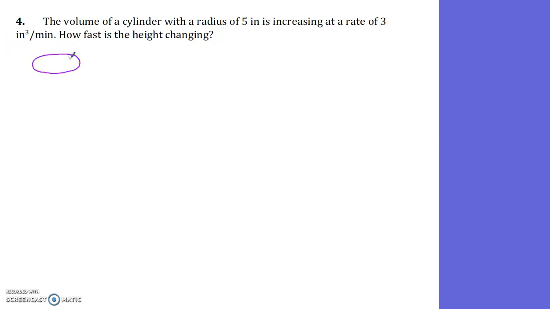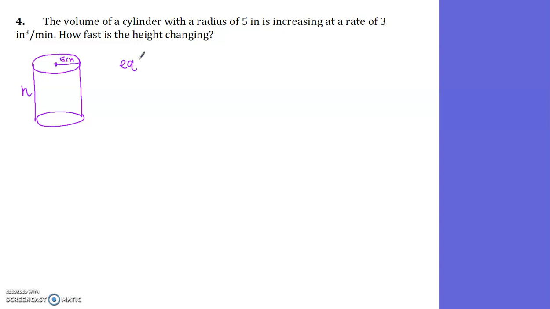So I'm going to draw a picture of my cylinder. Okay, so the cylinder deals with the height and the radius. But on this one, the radius is 5 inches. It never changes. So this number goes into our picture and goes into the equation. Okay, it doesn't come after the word when.